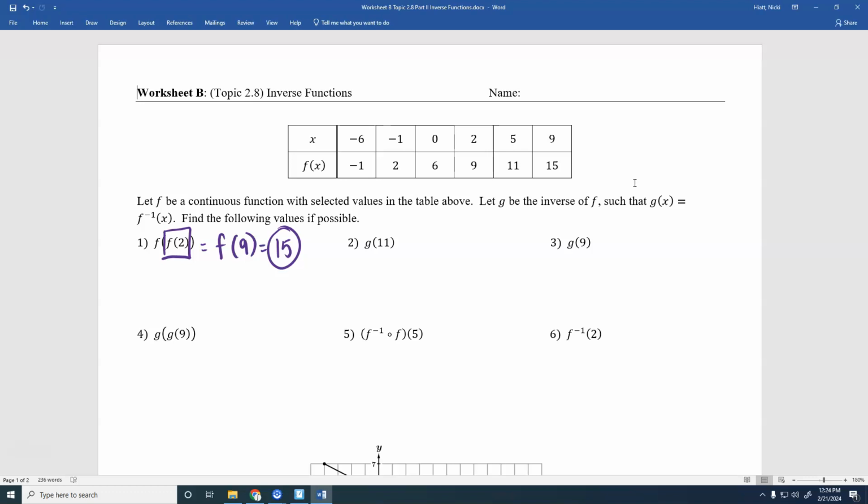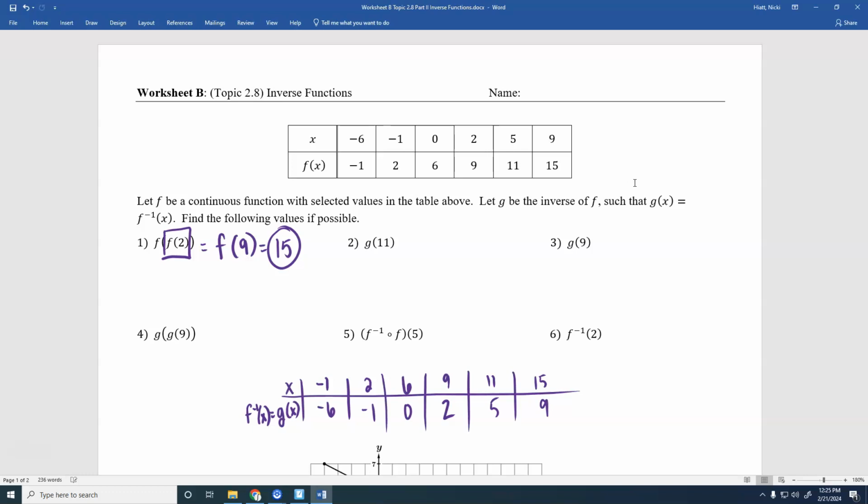Okay. You're basically just flipping the table, right? So, if you want, you can actually do that. You got x, and now this is going to be g of x, or you could call it f inverse of x. They are the same, right? And so we'd have -1, -6, 2, -1, 6, 0, 2, 11, 5, 15, 9.